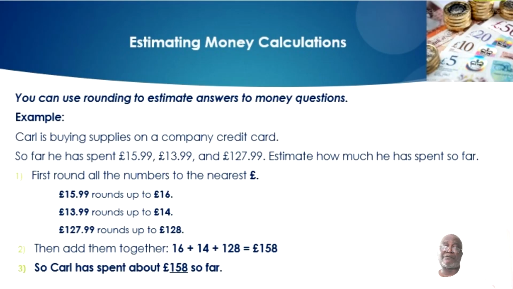Now you've got to be very careful with this. Quite often people make mistakes. They add the total sum before they round up. That is the wrong method. So, what is the right method?